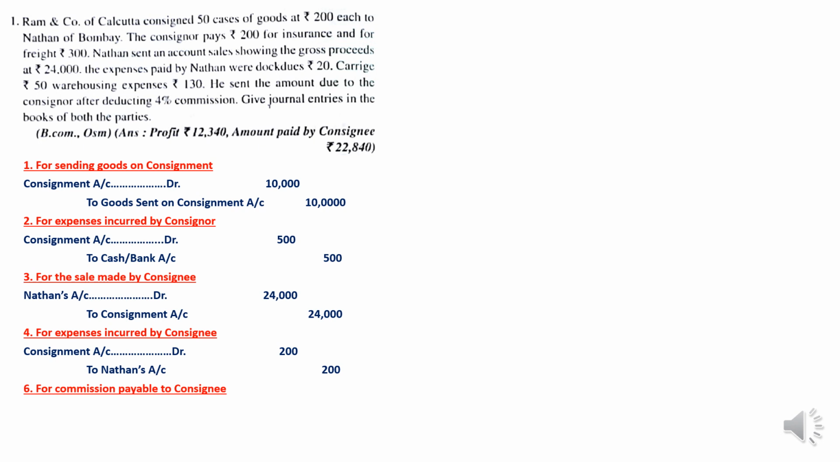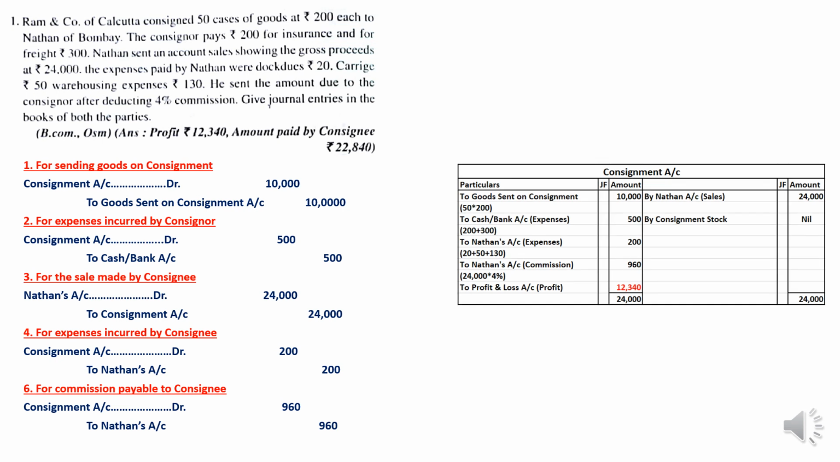Next, for commission payable to consignee. Commission charged by consignee. In this case, 4% is the commission. So commission is also an expense for the consignment, therefore it will be debited to consignment account. So entry is consignment account debit to Nathan account 960 rupees, that is the commission. How we got 960? 24,000 into 4%.